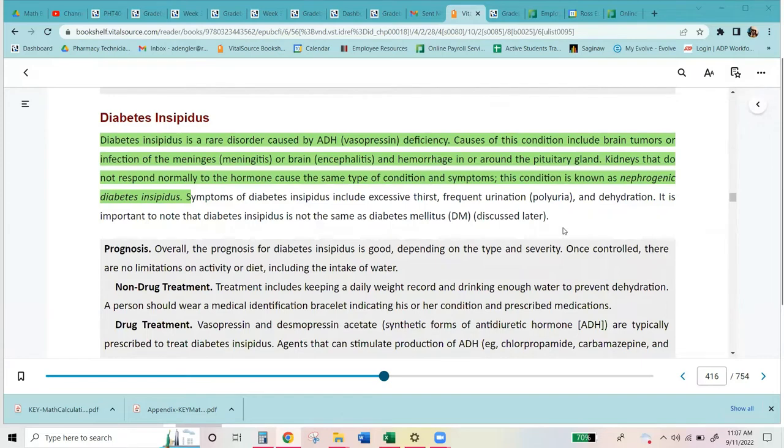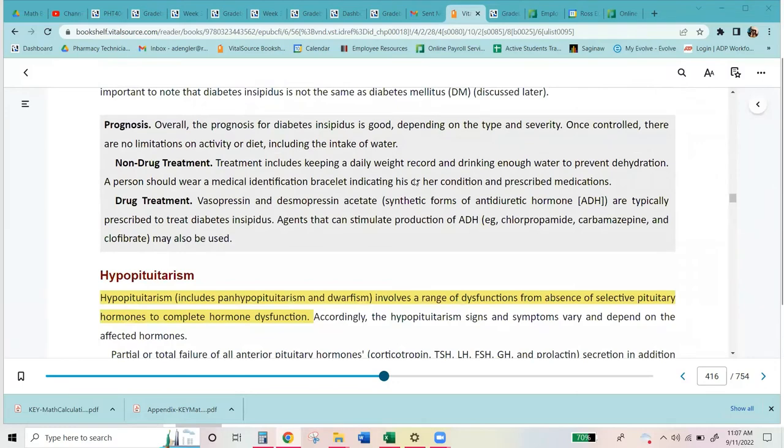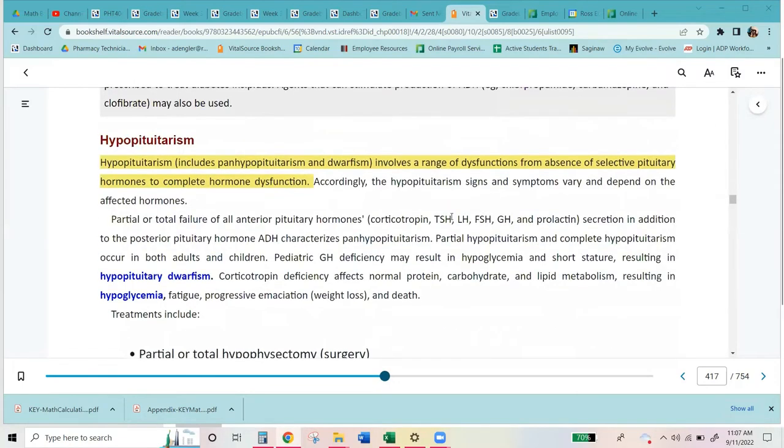Kidneys that do not respond normally to the hormone cause the same type of condition and symptoms. This condition is known as nephrogenic diabetes insipidus. Hypopituitarism involves a range of dysfunctions from absence of select pituitary hormones to complete hormone dysfunction.